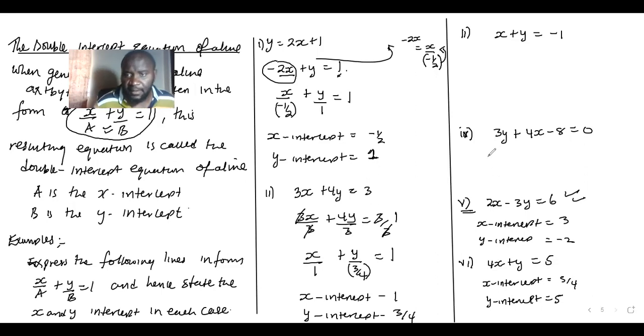Someone give me the intercepts on number 4. The Y-intercept is 8 out of 3. 8 out of 3, correct? The X-intercept is 2.